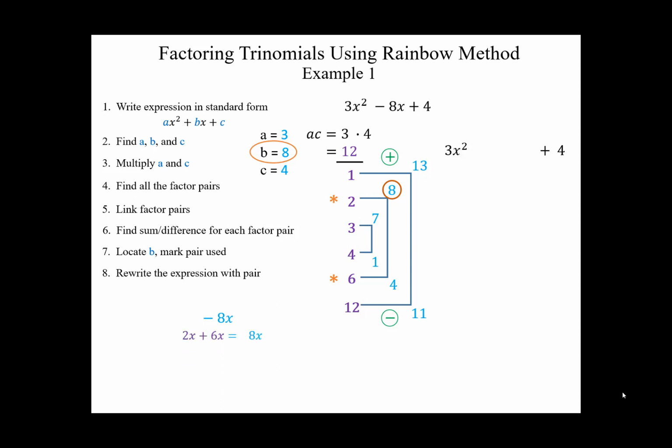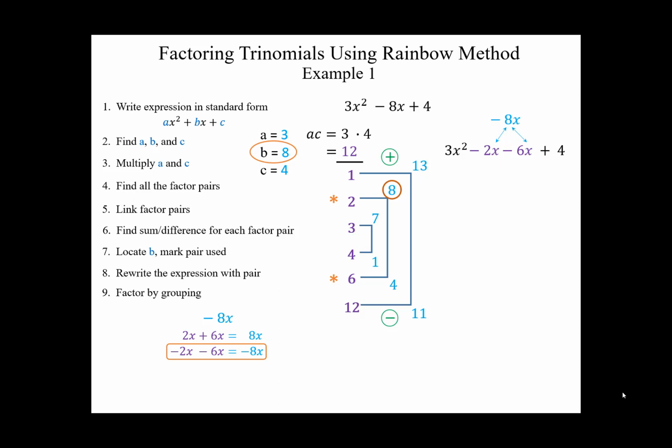Well, using a 2x and a 6x, if they're both positive and we add them, we get an 8x. That's not what we need. We need a negative 8x. So if I have a negative 2x and a negative 6x and I combine them, I get a negative 8x. So that's the pair we'll use. And this is where we use the signs. So we're trying to represent a minus 8x with a 2x and a 6x. And we found if I have a negative 2x and a negative 6x, when I combine them, I get the negative 8x.